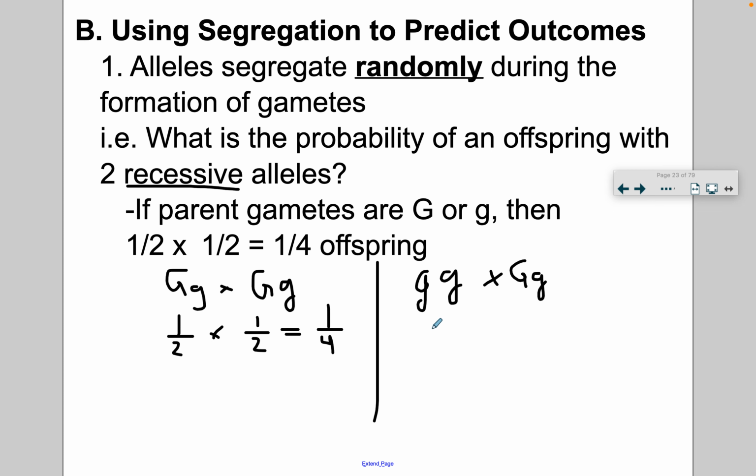So looking at this first parent, it's 2 out of 2. Both alleles are little g. 2 out of 2, 100% chance that the gamete from this parent is going to be a little g. And then the other parent, it's 1 out of 2. Okay, that kind of looks like a plus sign. That's a multiplication sign. So I multiply across. It's 2, 4, and that's 50%. Okay, 50% chance that the offspring would be little g, little g. I'm going to try to remind myself to come back to this slide.